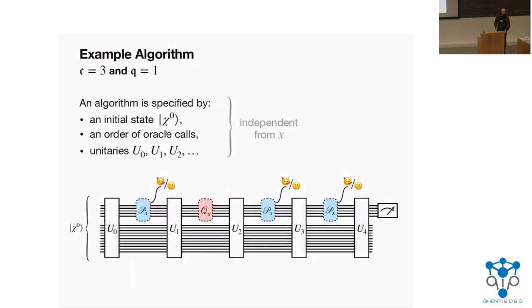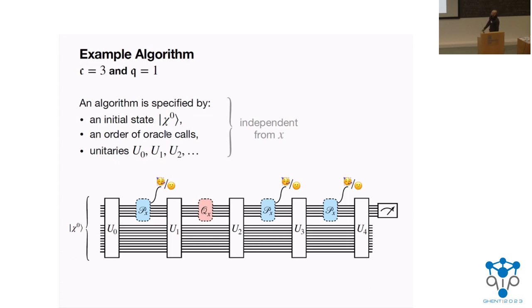So now, what would a generic hybrid algorithm look like? Well, it is specified by 3 things, and all of them are independent of the input x. The first thing is the initial state chi0. The second is a fixed order of oracle calls. In the particular example shown here, it's pseudo-classical, quantum, pseudo-classical, pseudo-classical. I have already substituted my classical oracle calls by pseudo-classical oracle calls, because they are at least as powerful as the classical ones. So we will prove hardness for them, and the hardness will carry over to classical.